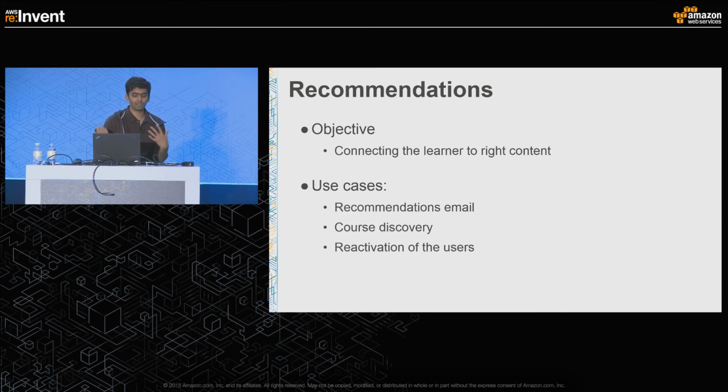The products we can build out of it are, basically, a recommendations email. You can send a weekly email saying, hey, these are a few courses that we think you might be interested in. Then you can have a course discovery experience where every time someone searches on your platform, you personalize that search based on their past activity. And you can use this to reactivate old users who haven't been on your platform by sending them relevant information about your current courses that might have updated or changed.